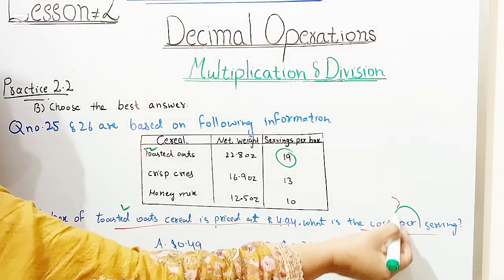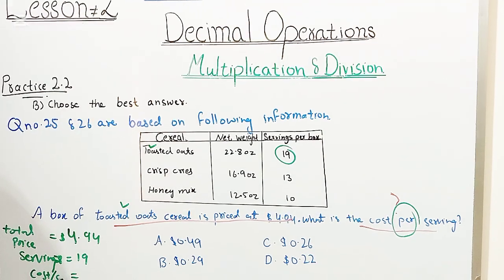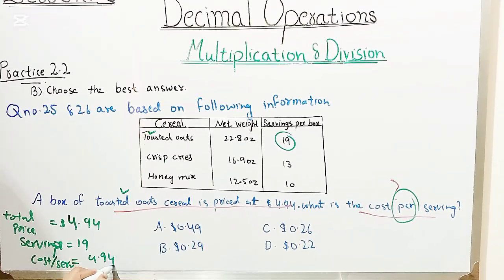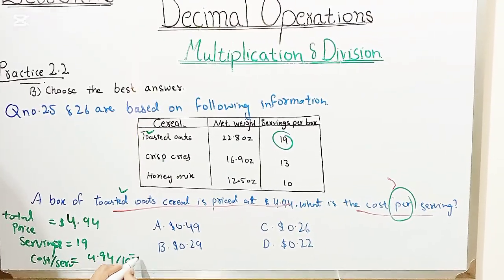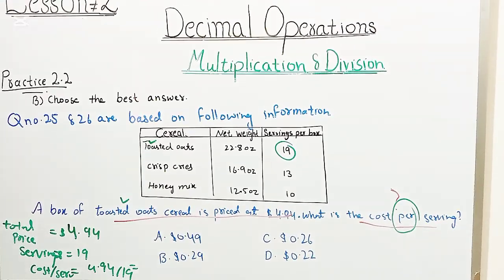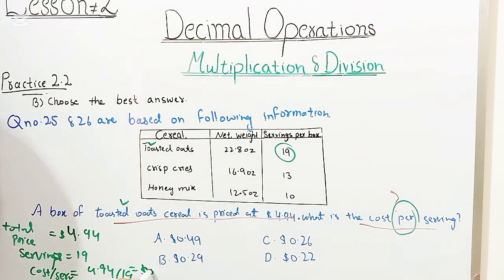Per means division. Cost per serving. $4.94 divided by 19. My final answer is $0.26. Option C.